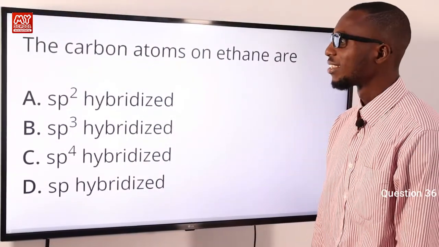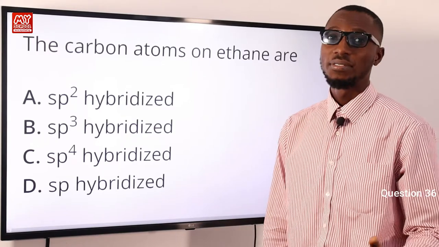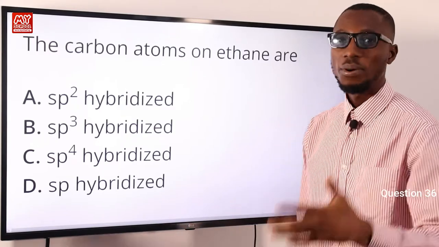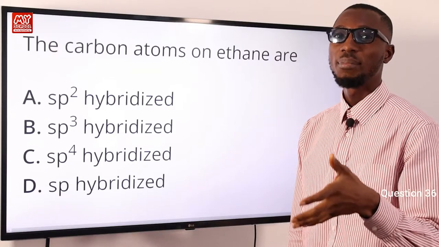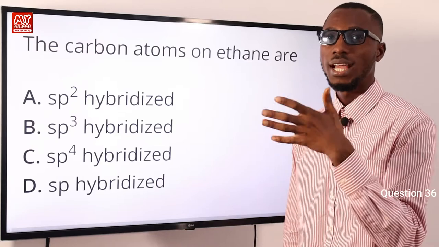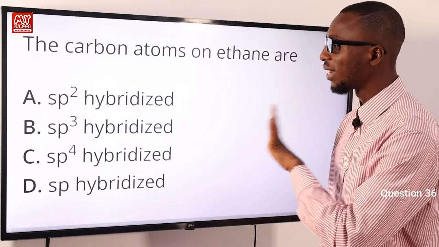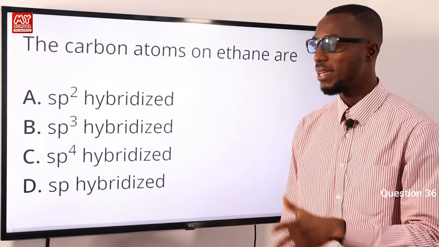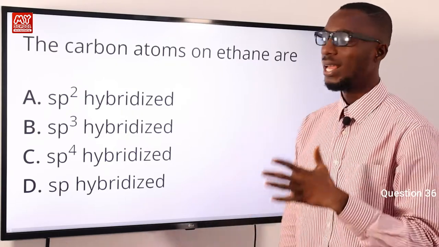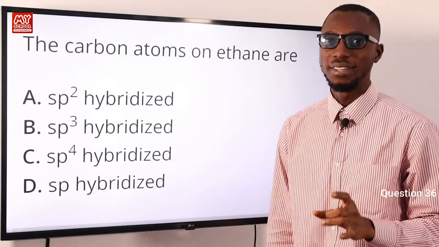Question 36. The carbon atoms in ethane are what? At first, for all alkane members, the carbon atoms are tetrahedrally bonded to the hydrogen and the other carbon atoms, and their hybridization is sp3. So it is sp3 hybridized. So the correct option here is option B.